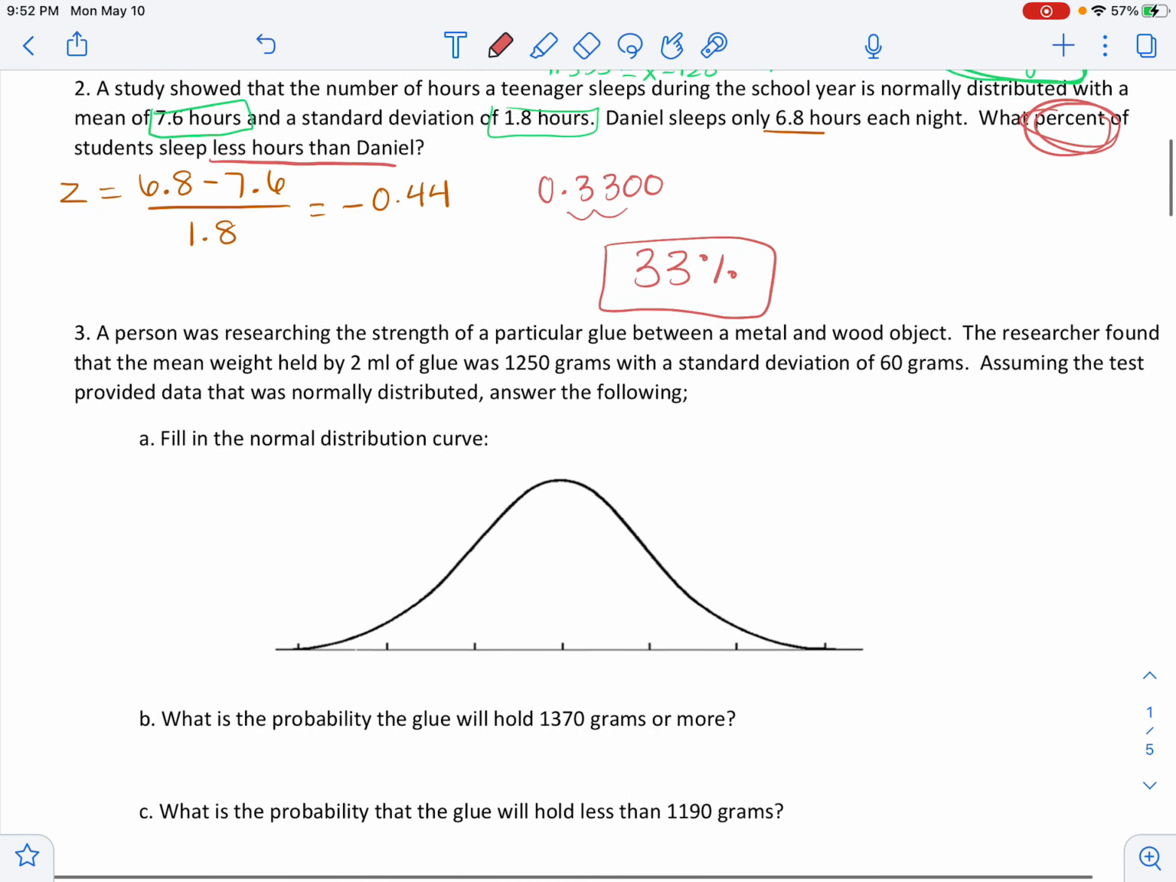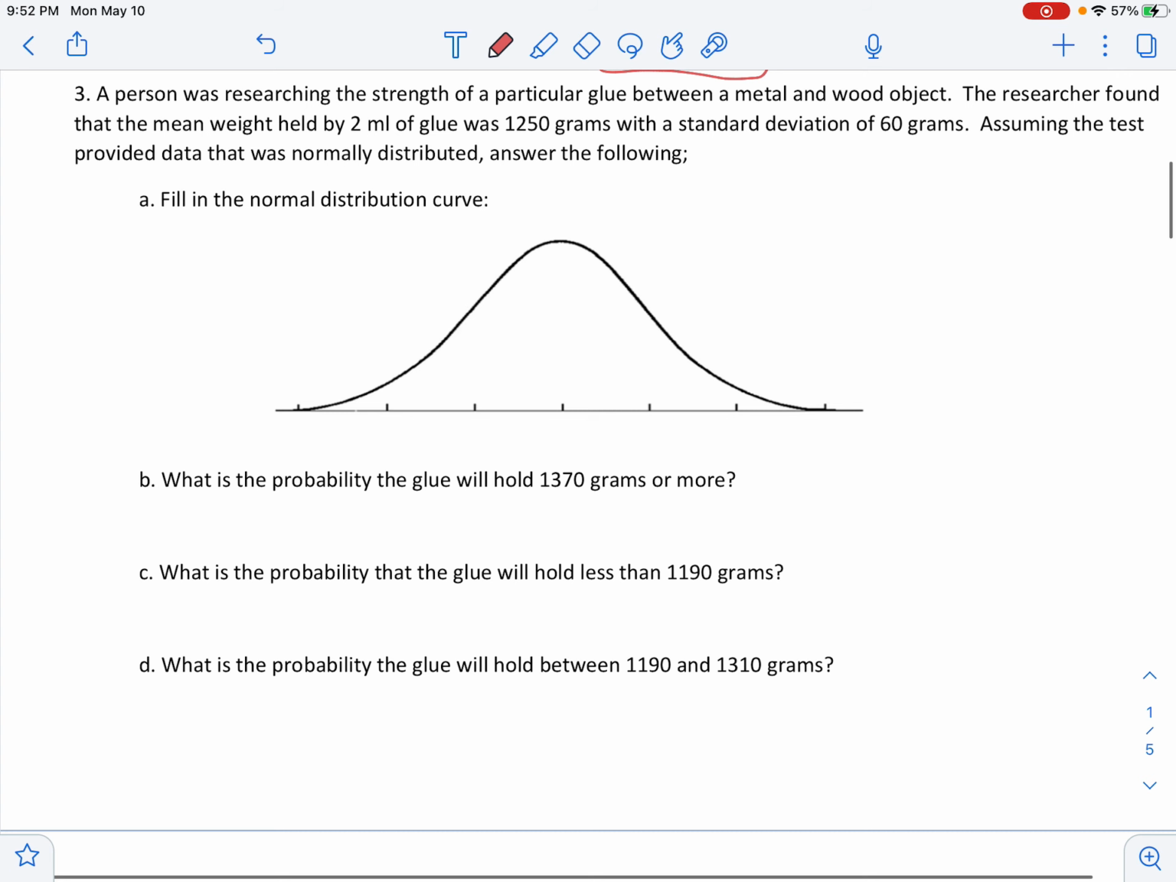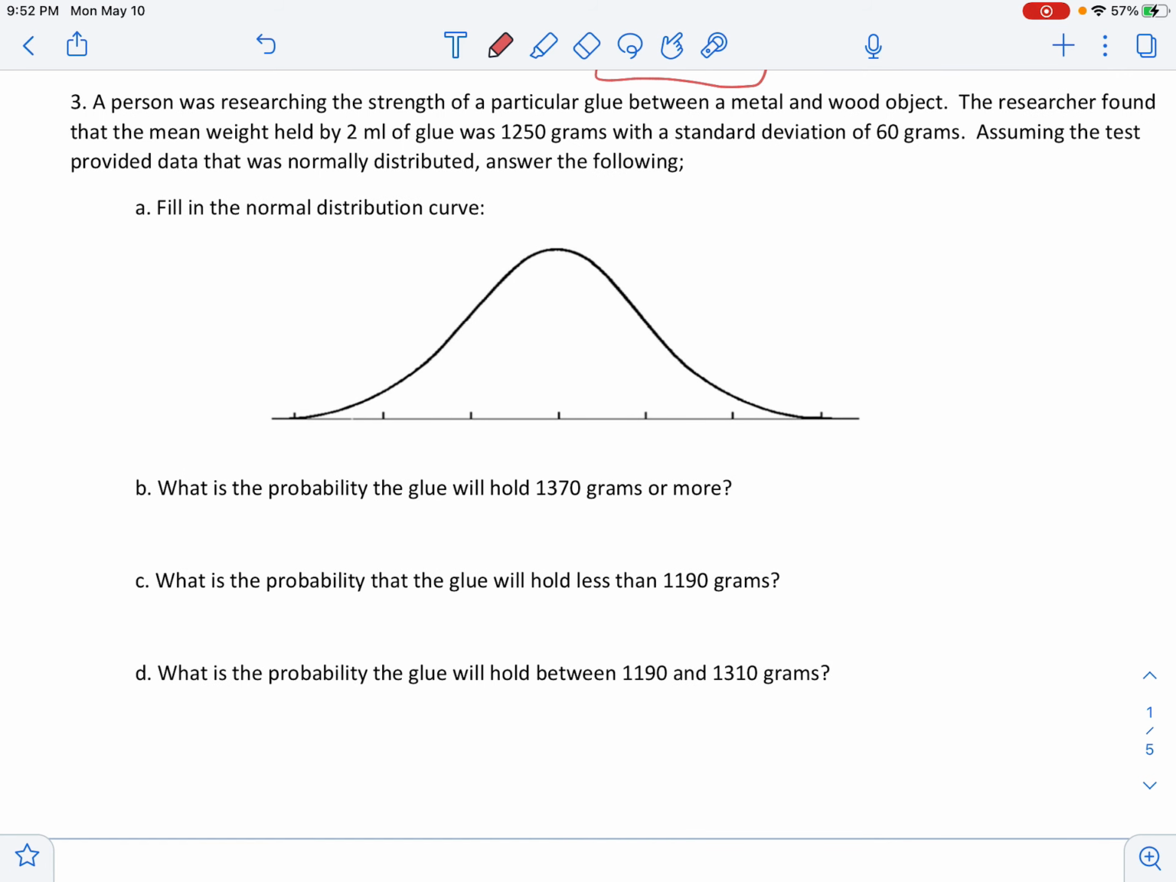All right, question 3. A person was researching the strength of a particular glue between a metal and wood object. The researcher found that the mean weight held by 2 milliliters of glue was 1,250 grams, with a standard deviation of 60 grams. Assuming the test provided data that was normally distributed, answer the following. First thing we want to do is fill in a normal distribution curve.